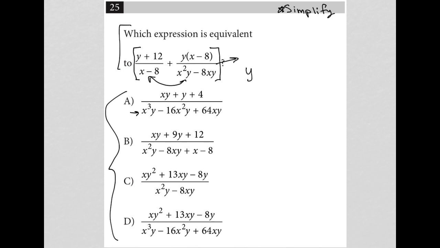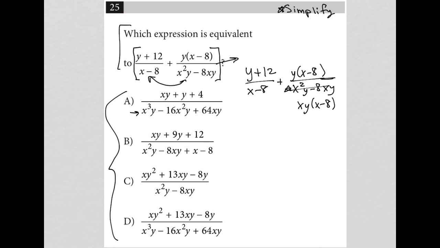So if I have y plus 12 over x minus 8 plus y times x minus 8 over x squared y minus 8xy, I'm going to do a little bit of simplification here, right? So this denominator here, if I pull a GCF out, would become xy times x minus 8. Here's why I'm going to do that. I want to combine these two fractions into a single fraction.